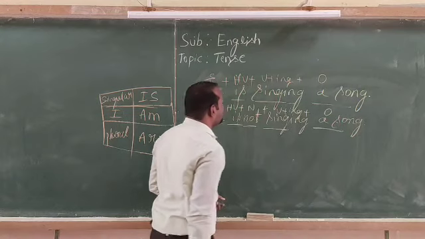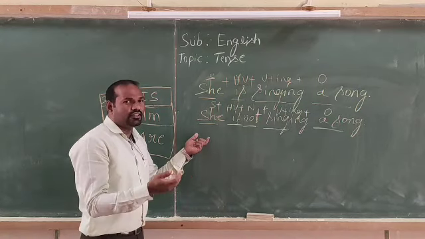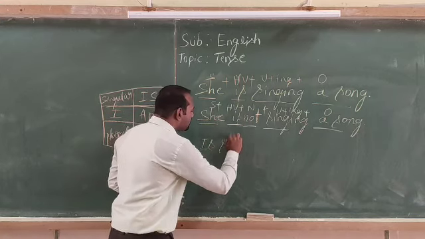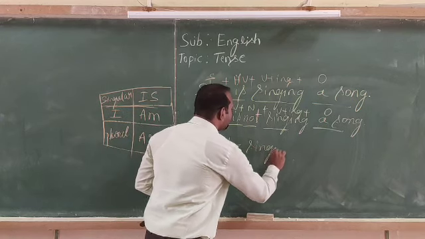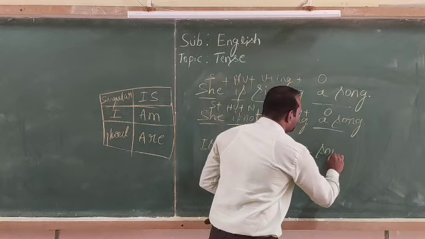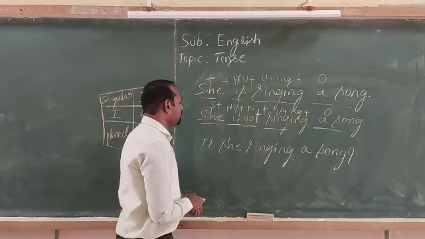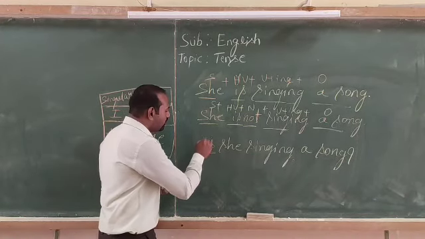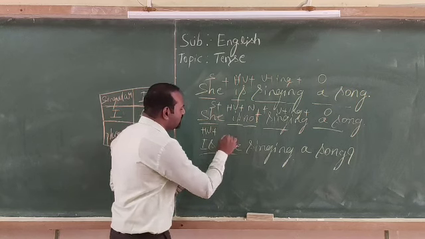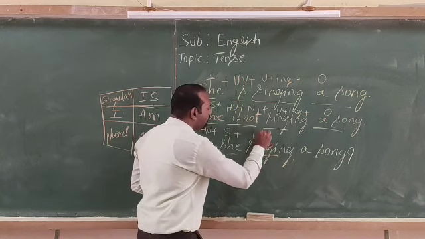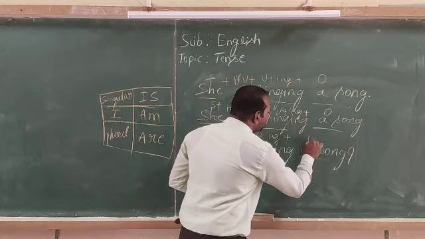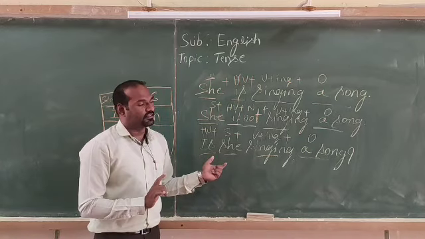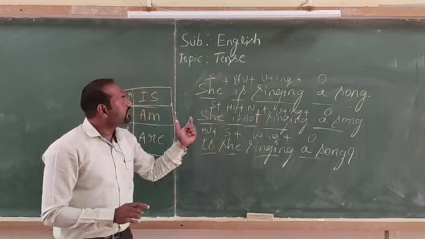a song object. And I am writing right now the interrogative sentence, the yes or no type of sentence. Is she singing a song? So the helping verb comes first here. She stands for subject and singing stands for verb plus ing, a song, object, and at the end of the sentence we put a question mark because it is an interrogative sentence. So this is the structure of the present continuous tense.